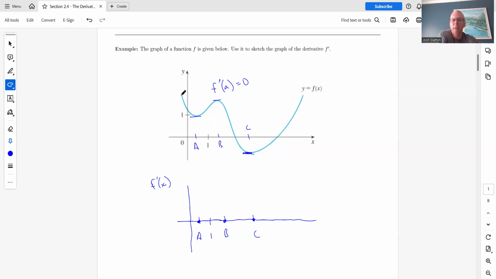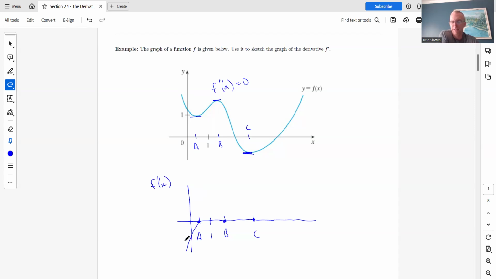Well, the graph is decreasing here. So that means that the slope is going to be negative, so the derivative is going to be negative. If the function is decreasing, that means the derivative is negative.